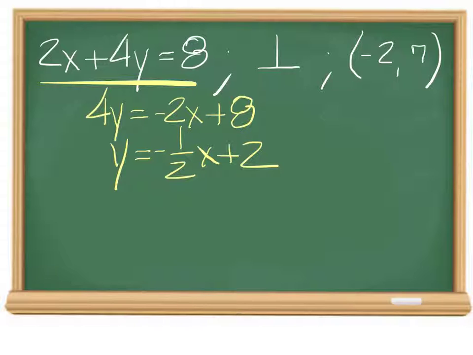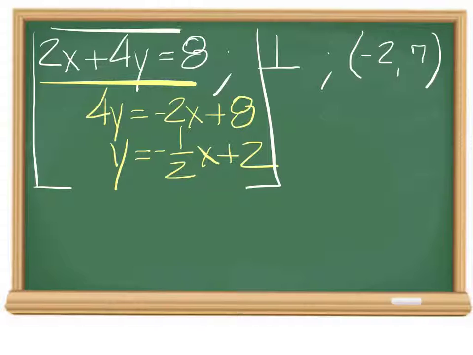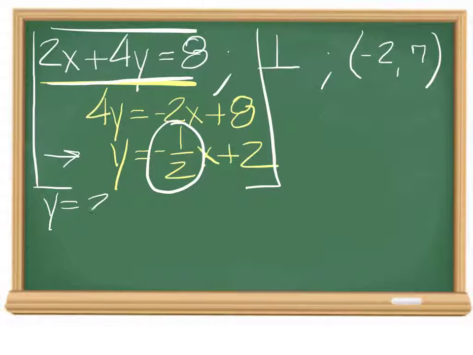And then this is all the same. We've only changed this equation into this. What we need to do now is find a new equation that's perpendicular to it. So start with y equals the negative reciprocal of negative 1/2. What is the negative reciprocal of negative 1/2? It's 2 because you flip the fraction and change the sign. So it would be positive 2.